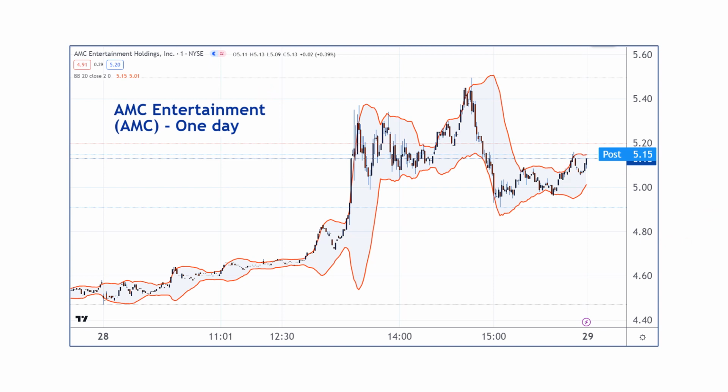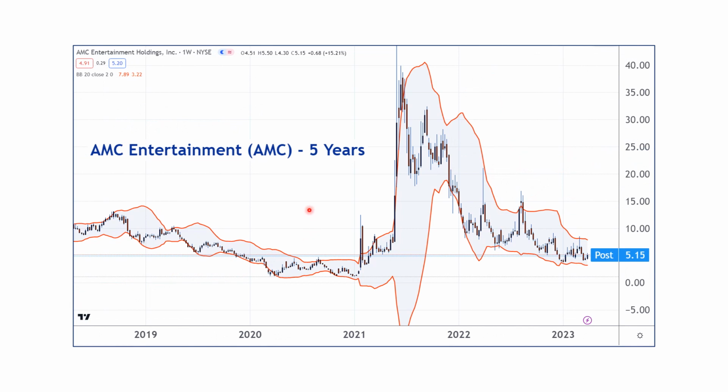Now I am going to amaze you even more. Here we have the 5-year chart. Now we're not looking at days or minutes, we're looking at weeks. Each one of these candles is a week. Okay, this is a 5-year chart going back to 2018.